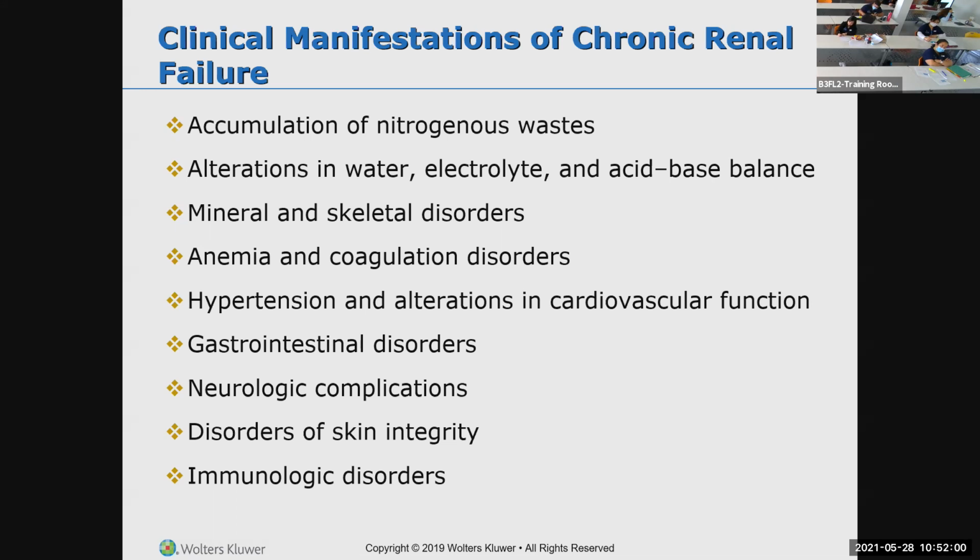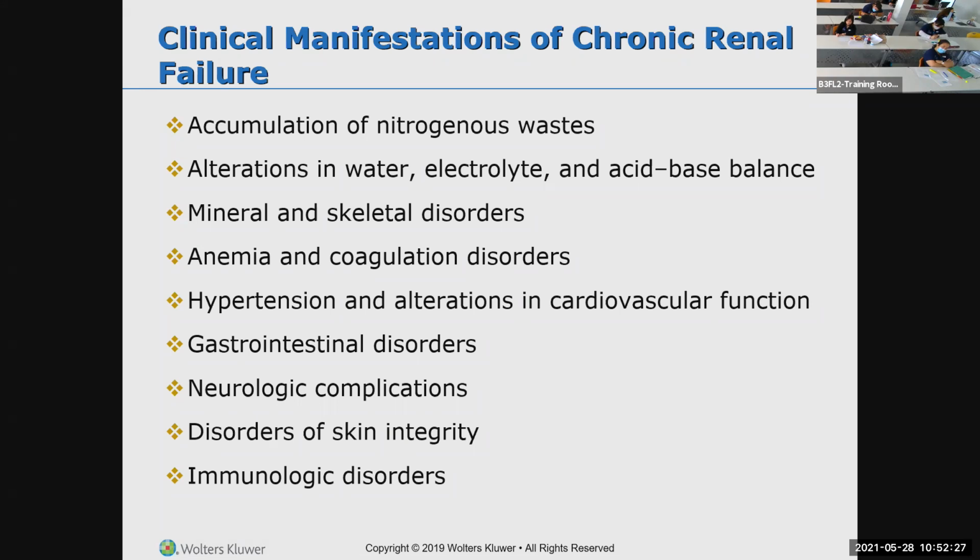Minerals and skeletal disorders, anemia and coagulation disorders. Chronic renal failure patients do suffer from, please highlight, I mentioned that one, anemia. Why? Because the kidney is already diseased, erythropoietin is not there, and the red bone marrow is not getting the erythropoietin for RBC production.